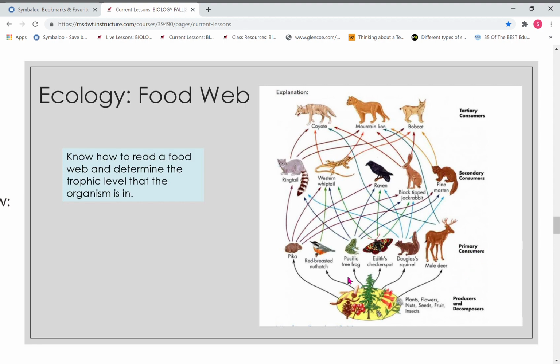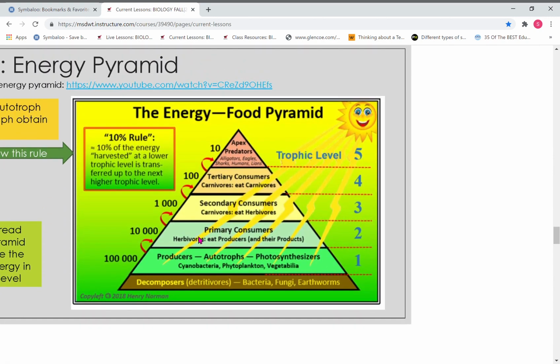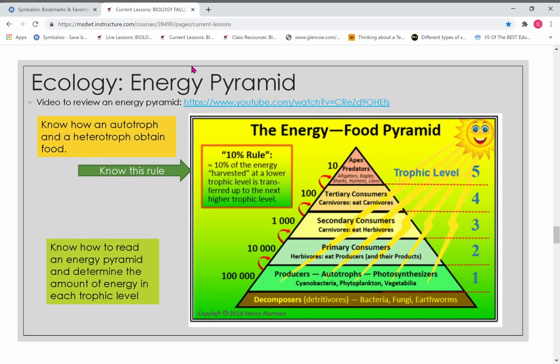Primary consumers eat the producers. Secondary consumers eat the primary consumers, and tertiary consumers eat the secondary consumers. Again, remembering there's one more level above here, quaternary, which doesn't show on this graph or on this table or picture, whatever you want to call it. Okay, energy pyramid. So here's a video to help you remember about the energy pyramid. You're welcome to watch that.